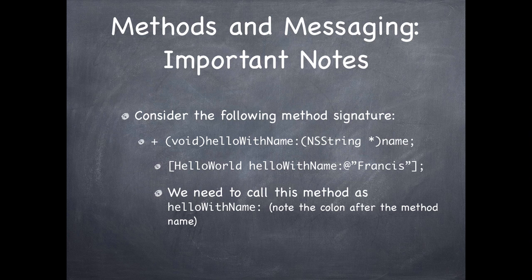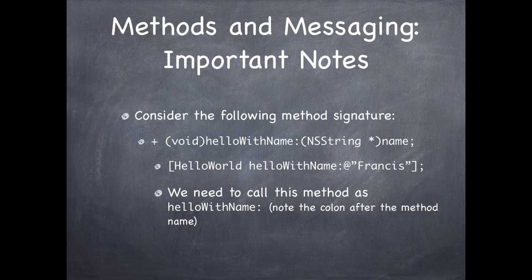Okay, so in this case, assuming that I place hello with name in a class called hello world, I can make a call to that by using just the class name hello world, because again, it's a class method. So I can just use hello world, hello with name, and then I'm going to pass a constant string called Francis. So again, I'm using the square brackets to call it.